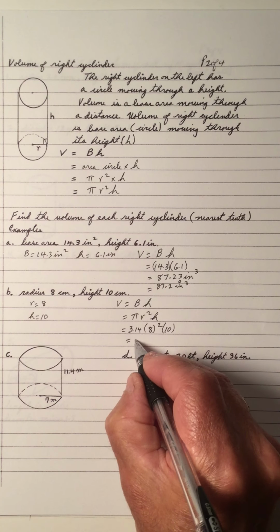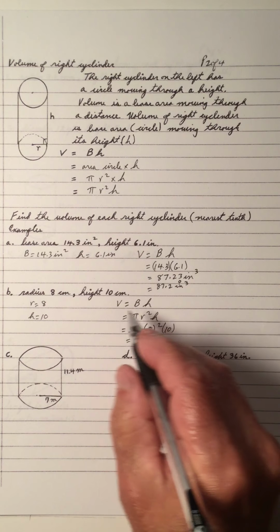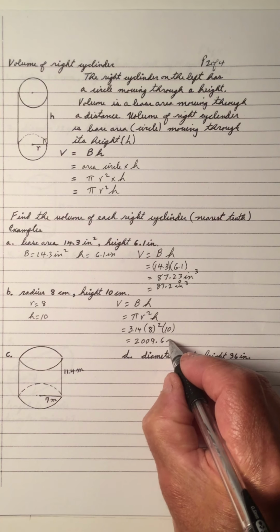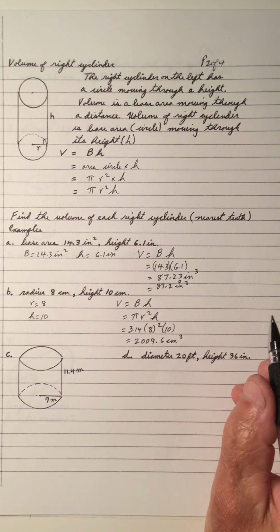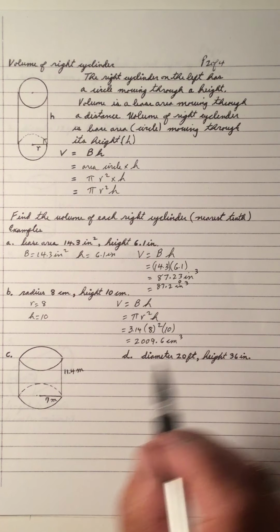So it's 3.14, the radius of 8 squared, and the height is 10. When you multiply that out with your calculator, you get 2009.6. And it's all in centimeters, so it's centimeters cubed. We had to be careful to make sure that all the units are the same.